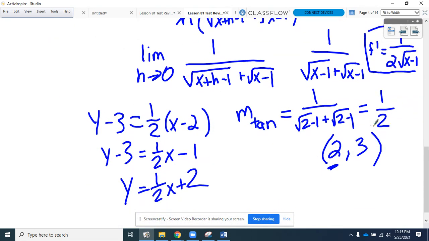So now I have my slope from my derivative. I have my ordered pair. I plug it into the equation of a line: y minus y1 equals m times x minus x1. I distribute, I add over. This should have been your final answer: y equals 1/2 x plus 2.